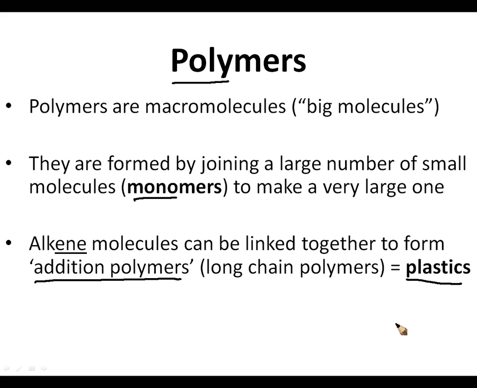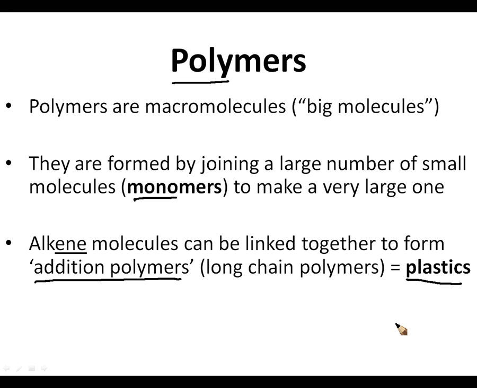And the length of the polymer determines kind of the property of the plastic too. So longer chain polymers will be harder and have higher melting and boiling points. But that also means they're less sort of flexible or malleable, shapeable. Whereas other plastics that are sort of maybe more bendy are probably not quite as long. But in each case, plastics are actually very, very long chain polymers of usually alkenes. So let's have a look at that.